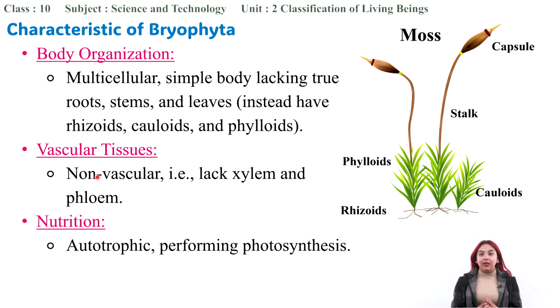Another important characteristic of the plants in this division is that they do not have any specialized vascular tissue. That is, the xylem and the phloem, which are responsible for the transportation of water and nutrients along the body of the plant, are absent in the plants that belong to this division. So they are non-vascular plants.